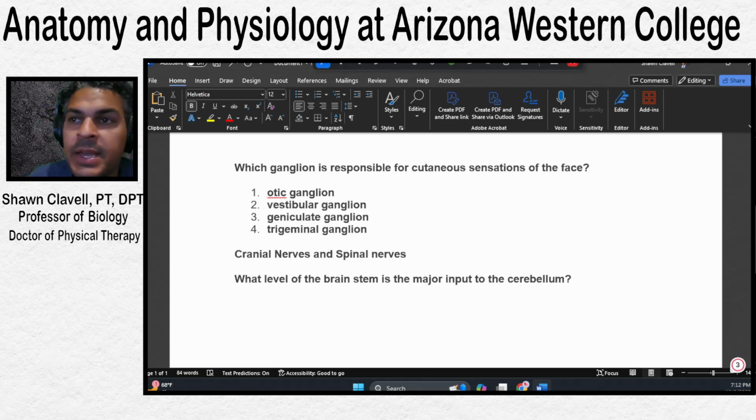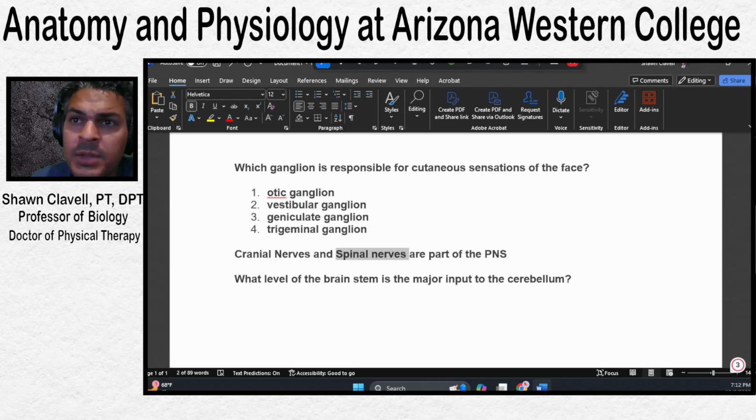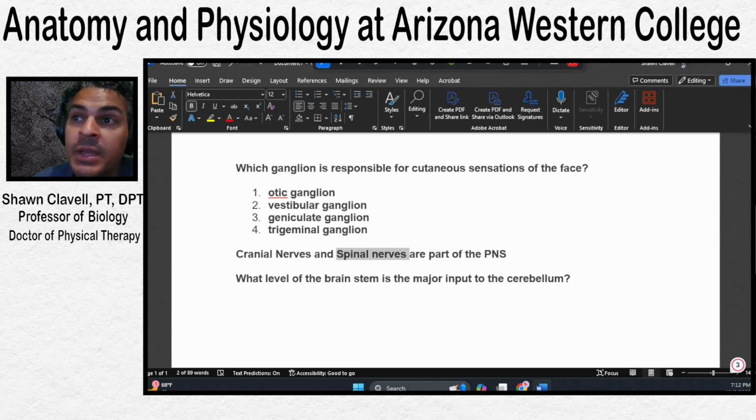Cranial nerves and spinal nerves are part of the peripheral nervous system. And so we kind of already talked about spinal nerves, right? The dorsal root ganglion, as well as the paravertebral sympathetic ganglionic chain. And so that's kind of the spinal nerves component of it. The cranial nerve component of it is related to those 12 cranial nerves that we should be familiar with.